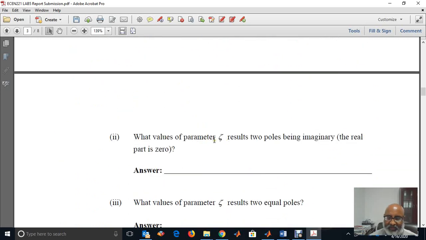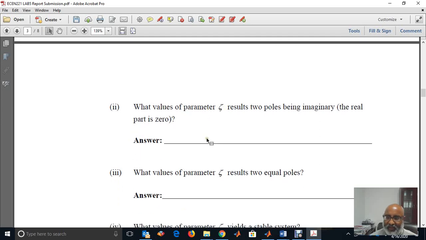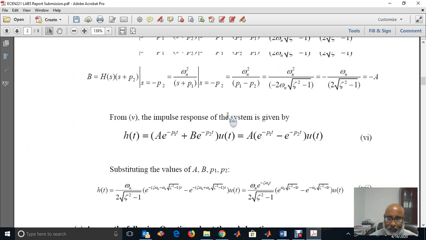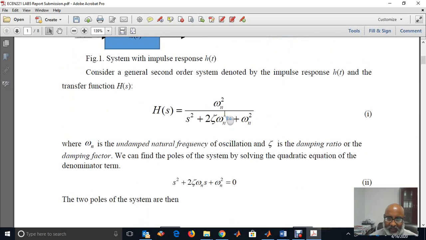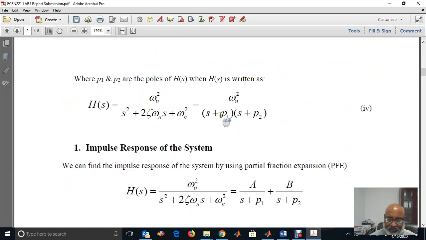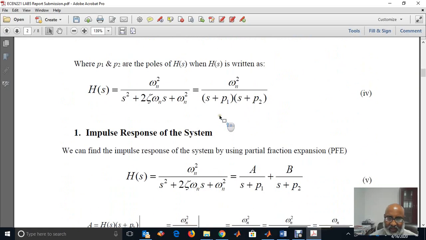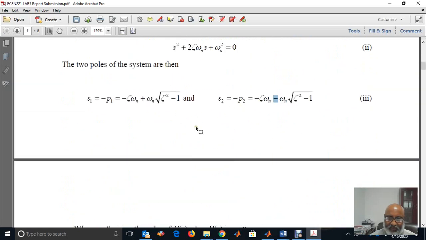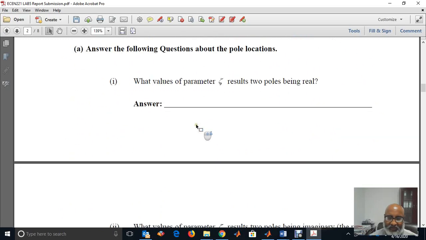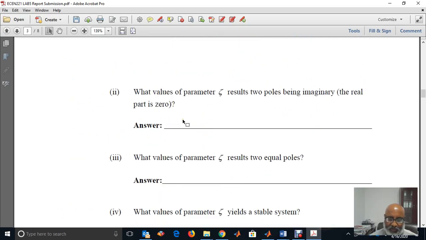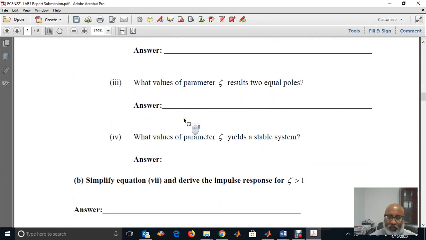What values of parameter zeta result in the two poles being imaginary? The real part is 0, so the real part is completely 0 and I will have an imaginary part only in the poles. So you look at the previous and you answer the second question also. And the next one, what values of parameter zeta result in equal poles? Same, you will see the poles and you will say zeta is this.